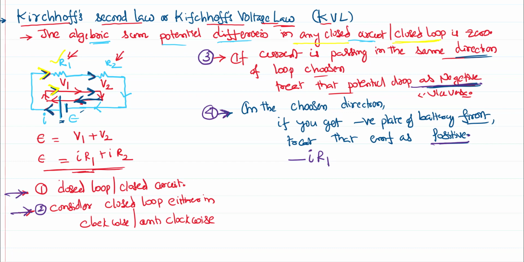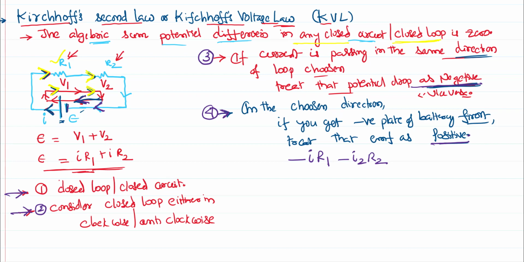Now look at this second part. Current is passing in the direction, and the chosen direction, clockwise, are also the same. Therefore, that potential drop is also negative. Minus IR2. And look at the battery. You are going in this direction.